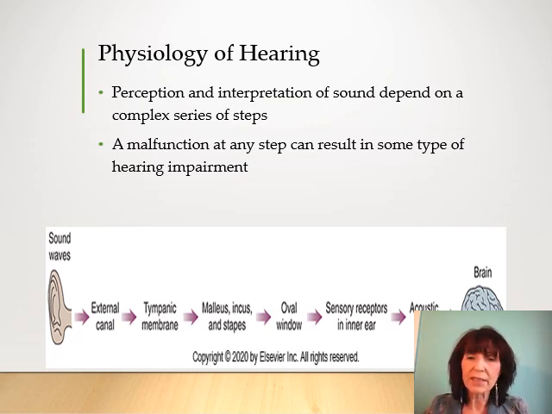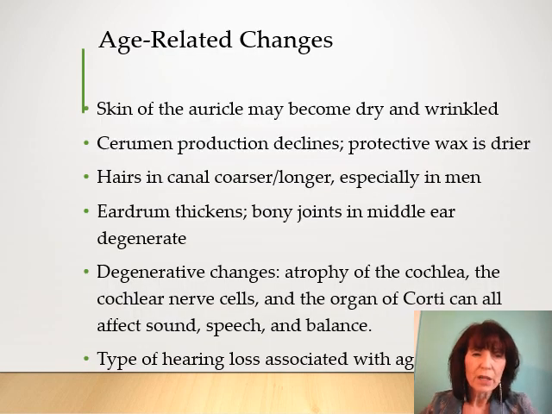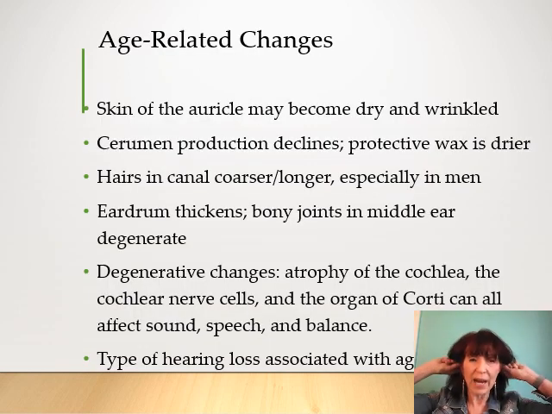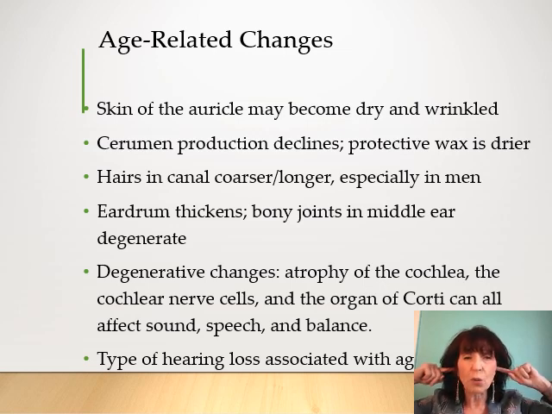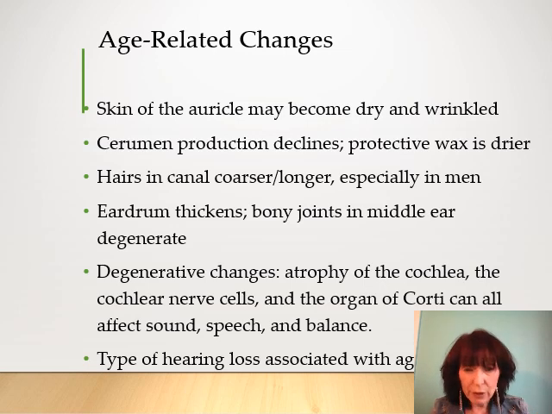All right, let's get down to that, age-related changes. So skin of the auricle becomes dry and wrinkled. The cerumen, or the wax, declines, and the wax is drier. The hairs, suddenly we got hairs in our ears, and hair starts going away from our head. Not fair. But we have hairs in our canal. They become coarser, longer, especially in men. You've probably seen hairs sticking out of men's ears. The eardrum thickens and doesn't vibrate as well as those bony joints start to degenerate.